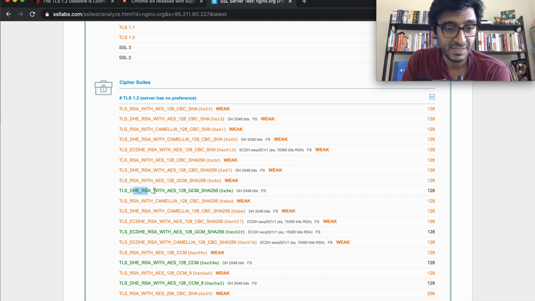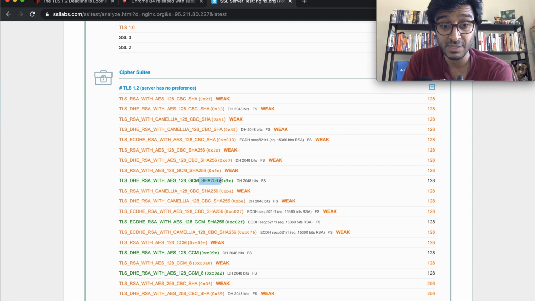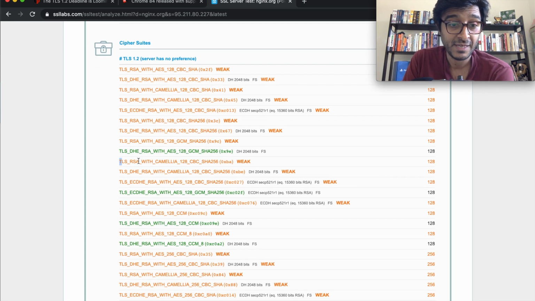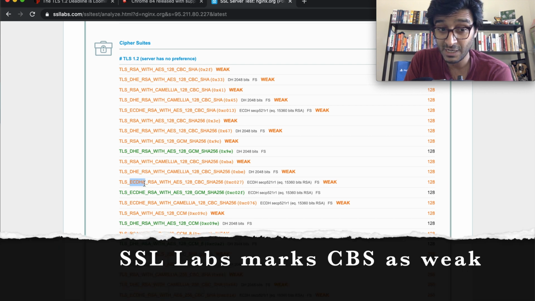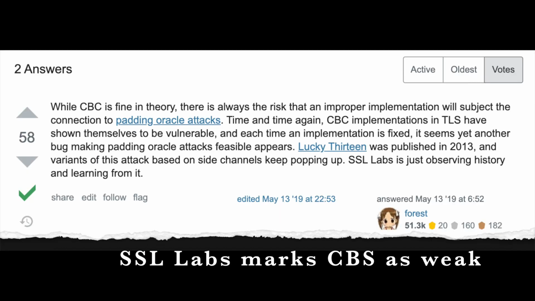Look at this. This one is actually strong for some reason. I just don't understand. Is it because of the GCM? This is also not perfectly forward, yet this was labeled as good. Maybe because of the SHA, the signature algorithm? I don't know. Same thing, RSA, not perfectly forward. DH, just Diffie-Hellman, not elliptic curve. This one is elliptic curve, but we're still using RSA, right? This one is good. Beats me, man. I don't know what the difference is.